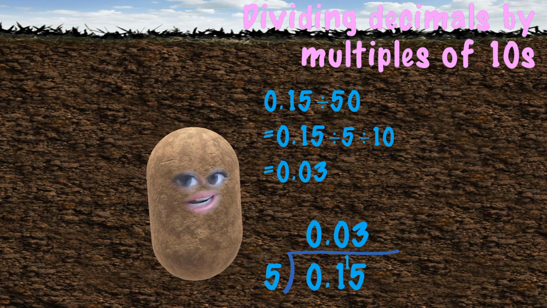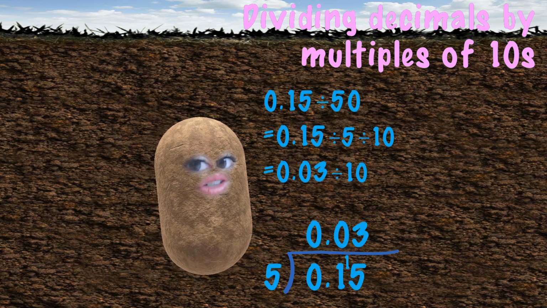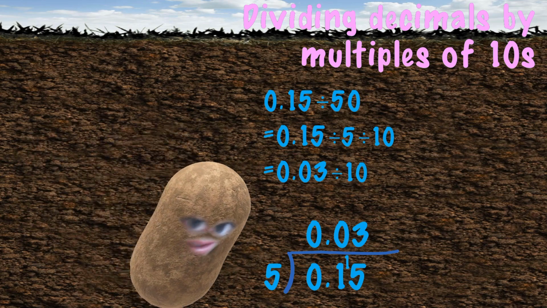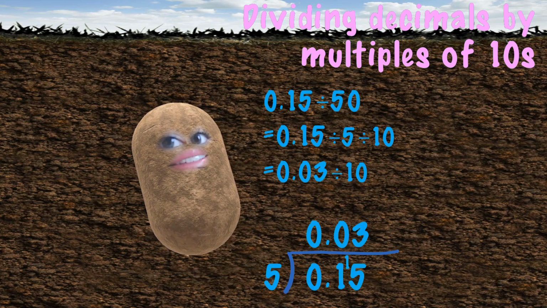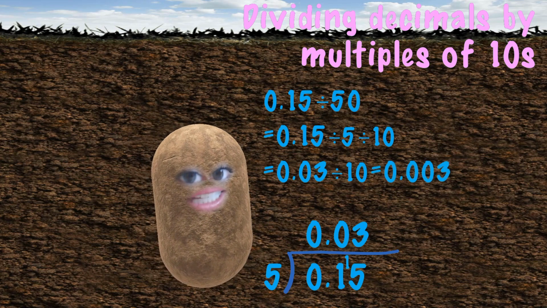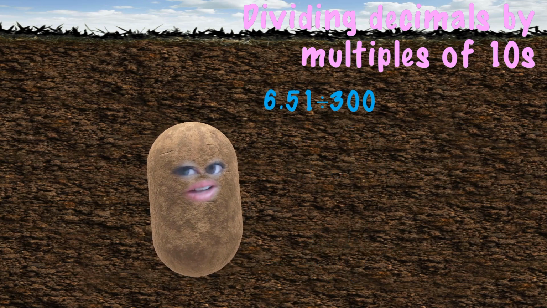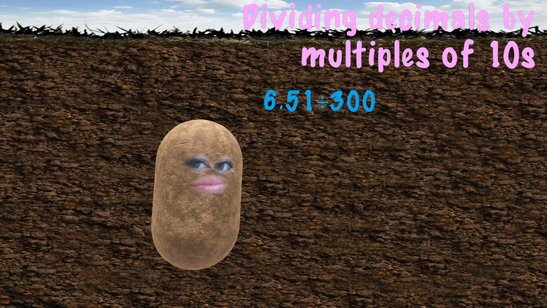Now don't forget to write divided by 10. And to divide by 10, we move the decimal point once this way. If you ever forget, try to do it the wrong way and you realize you're making the number bigger. When you divide by 10, it should get tinier. So we get 0.003.